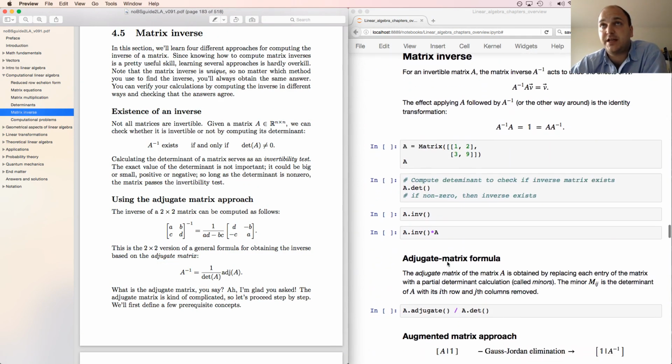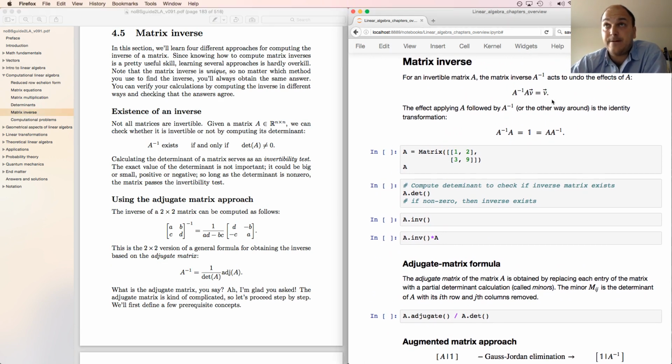Matrix inverse. Now we get to the major one. Whatever A is, A is some matrix, some transformation. If it's invertible, then there is an undo operation, A inverse. So think about this: you have a vector, and A is acting on the vector, but then you say undo. So what you get back is the vector itself.